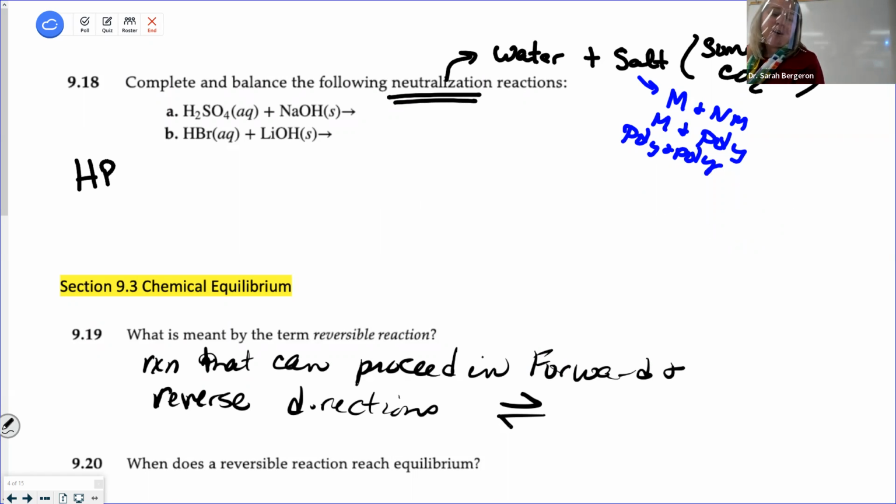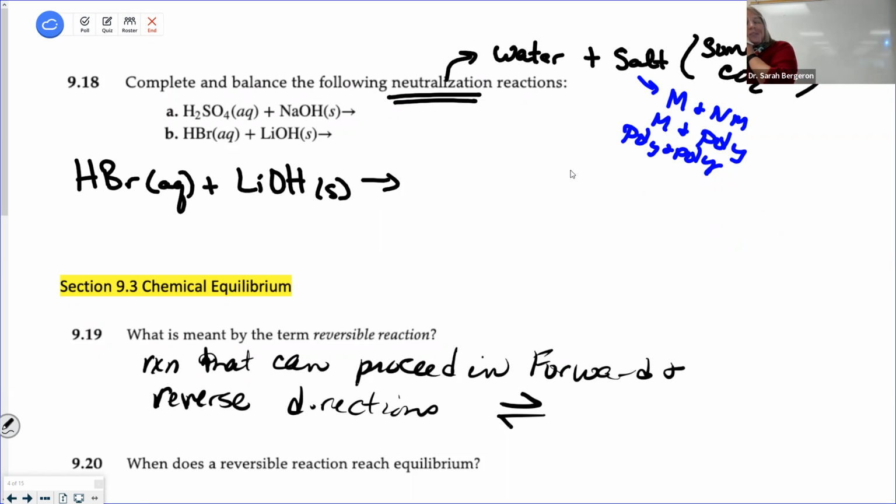Okay, HBr, aqueous, plus LiOH, solid, yields. What are we going to make? A salt and water. So let's put our water first. Water is H2O. So I'm going to get a hydroxide from here and a hydrogen from here, and I make liquid water. What is left?